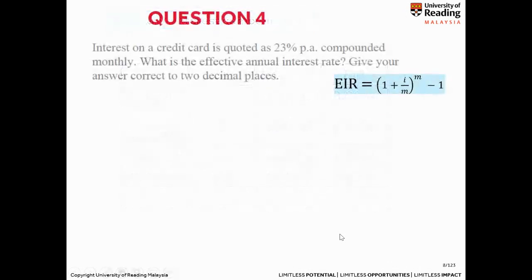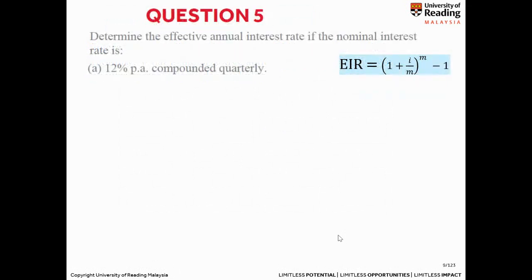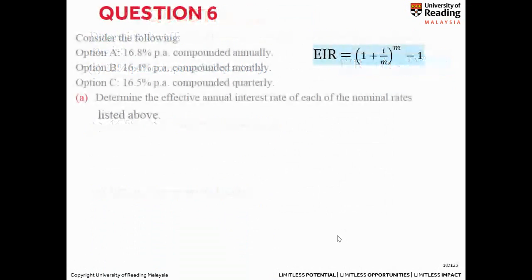Now you shall do these few questions on your own at the end of this lecture. So look at each question. You may pause your video and work out before you go to the next question. So this is question 4, question 5, part A, part B, part C. Question 6, you have 3 options: different interest rates compounded in different periods.